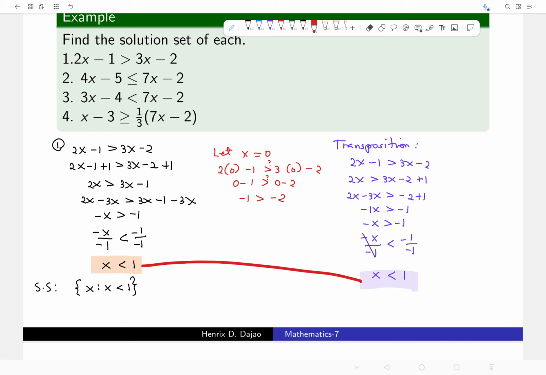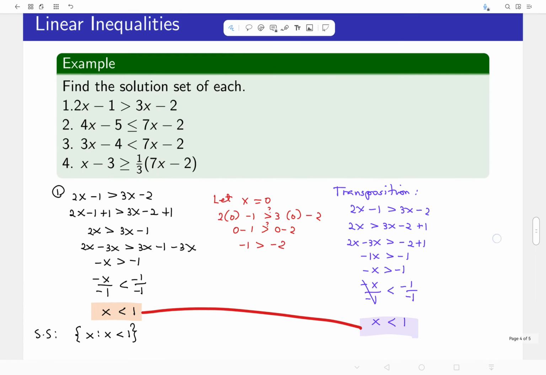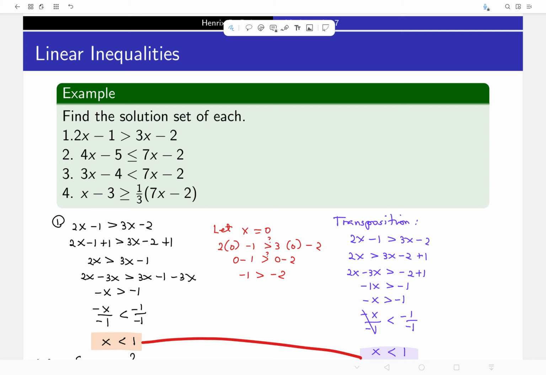Now let's proceed to number 2. Okay, so I think we're out of space. Let's make up the space that we have. So let's show number 2. For number 2, we have 4x minus 5 less than or equal to 7x minus 2. We're going to get the solution set. Remember, we're going to get the solution set.